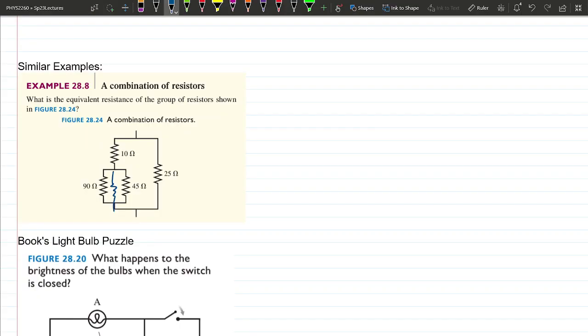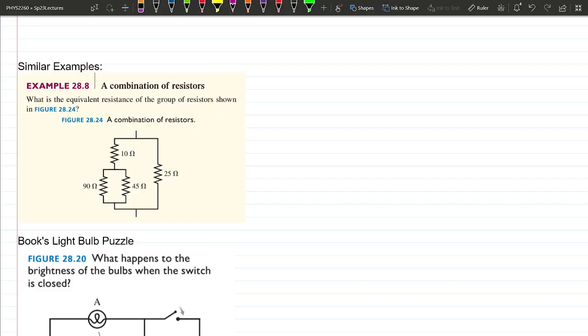Now that you have one resistor here, you can add these in series to each other, right? And then that makes one big resistor here, right? And now you can add these parallel resistors together, okay? You have to do it one step at a time, okay? Either only do parallel or only do series. Don't try to do both at the same time.